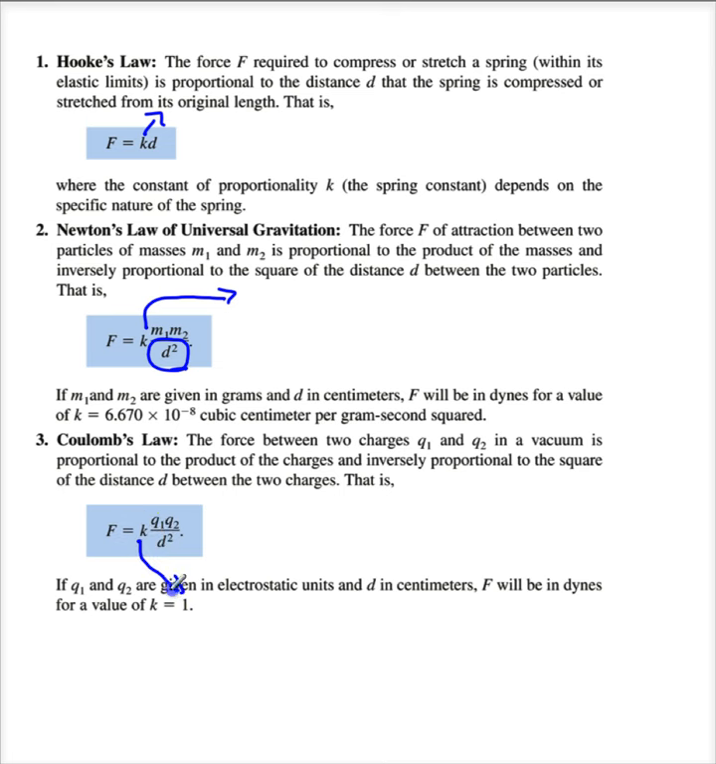Coulomb's law is very similar to Newton's universal law of gravity, except K in this case is equal to 1. We won't get into the units. And the q's are charges given in coulombs, and d is the distance.